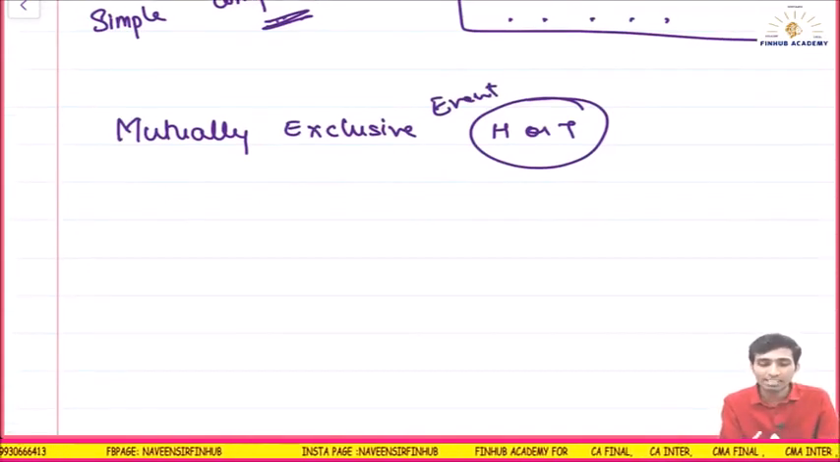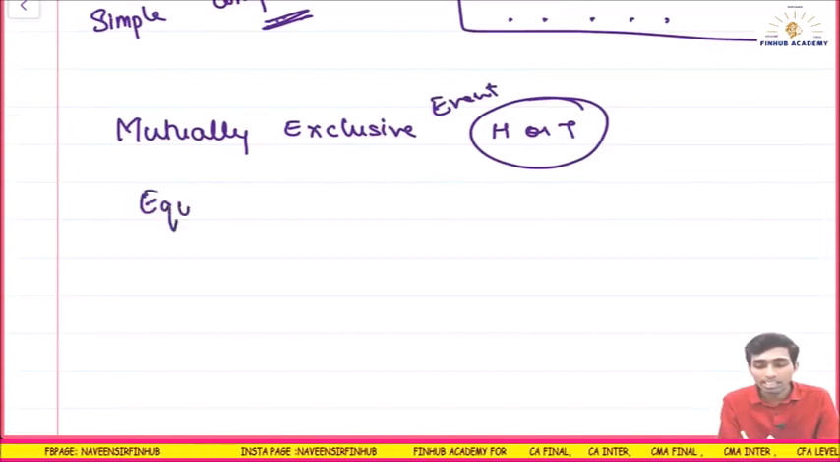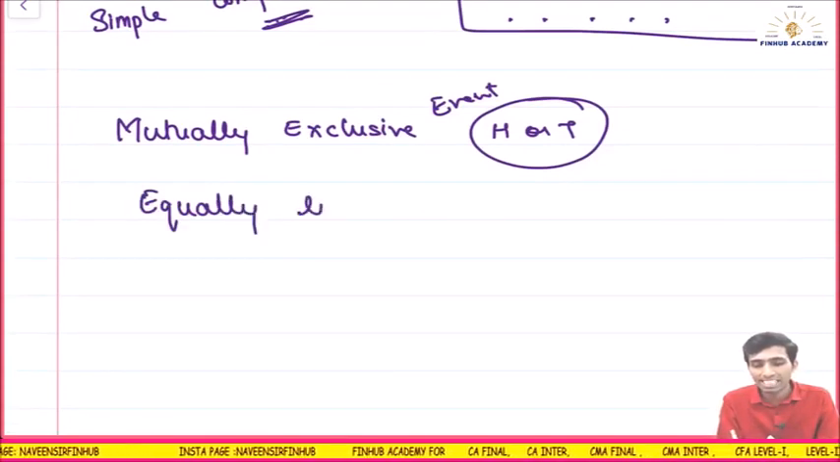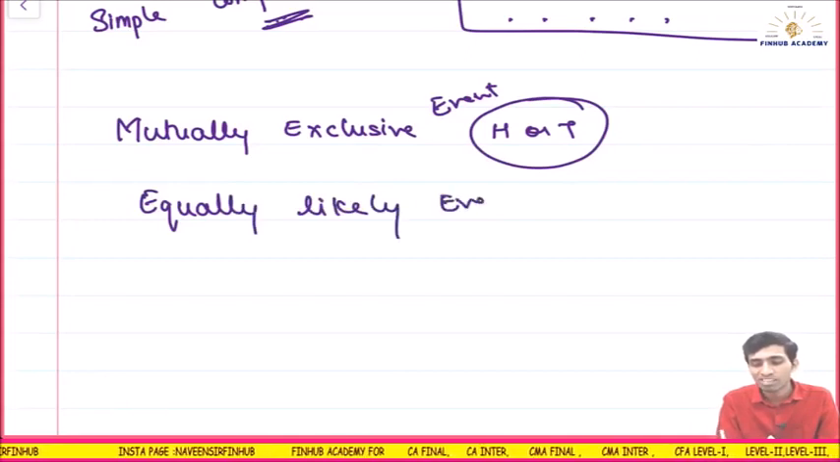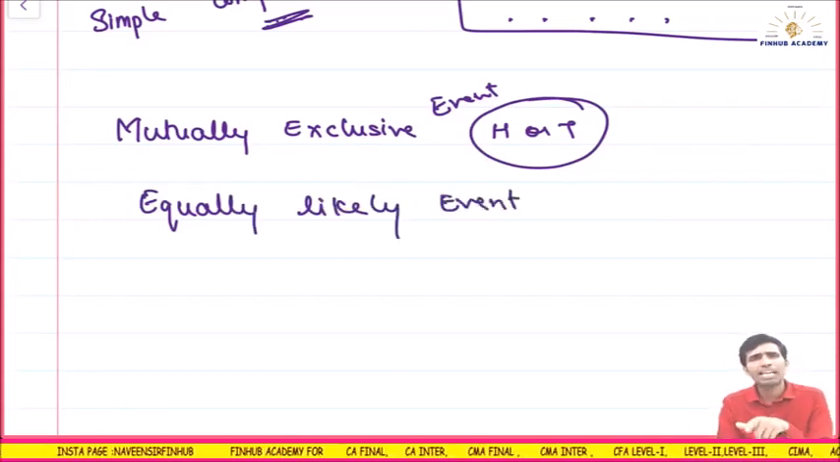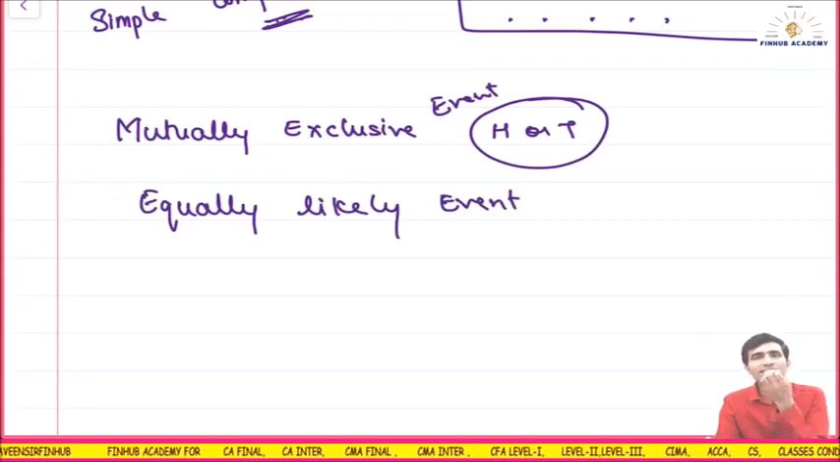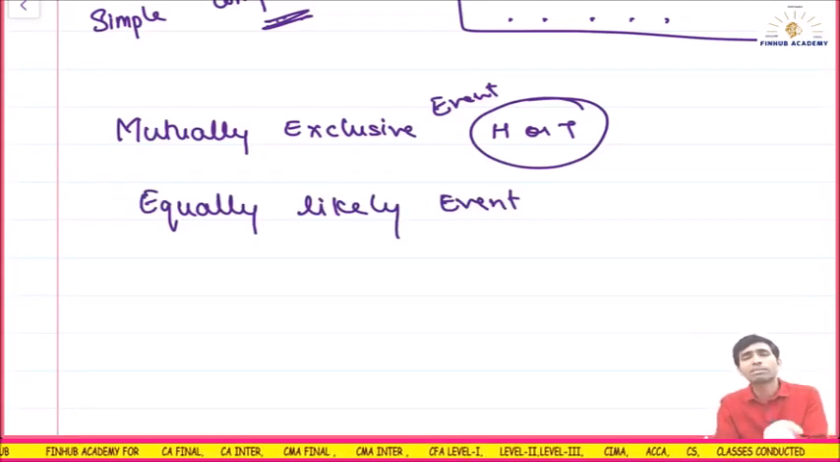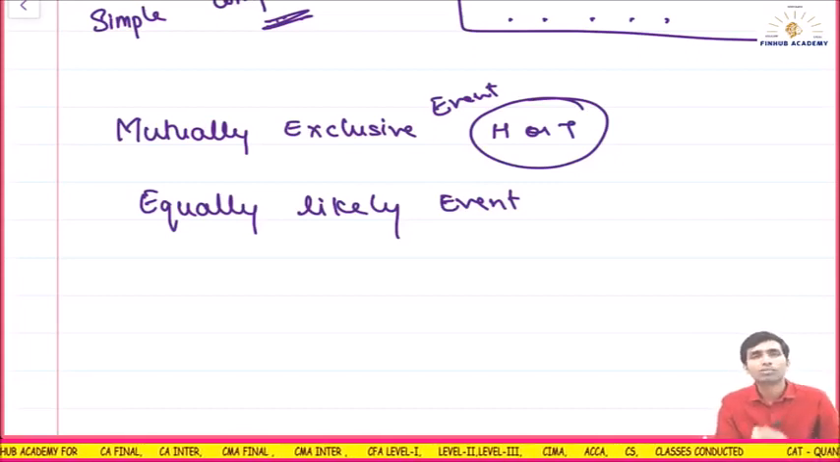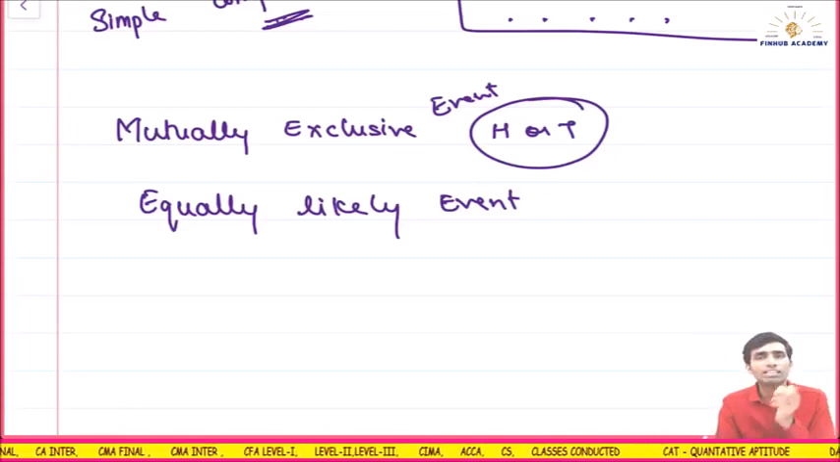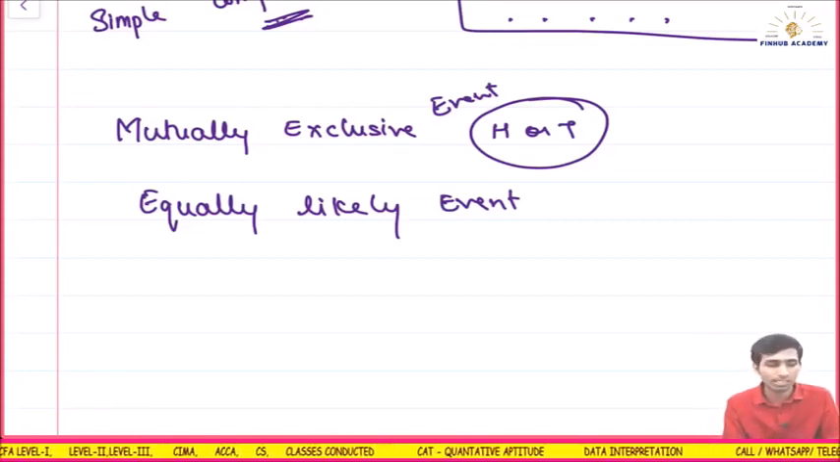Equally likely event, what does it mean? Same example, head and tail. What is the chance of happening? Equal. So there is 50% chance that head can come, 50% chance that tail can come. So it's an equally likely event. Same way with the dice. If I throw a dice, what is the chance of the upper face being 1? 1 by 6. Upper face being 2, 1 by 6. So equally likely events. Okay, like that.